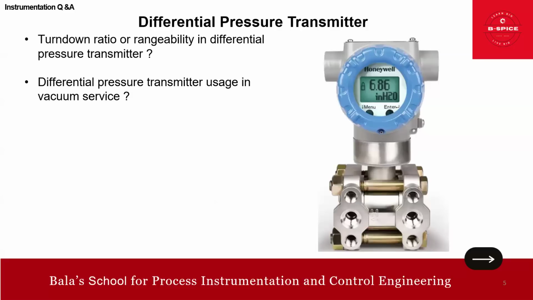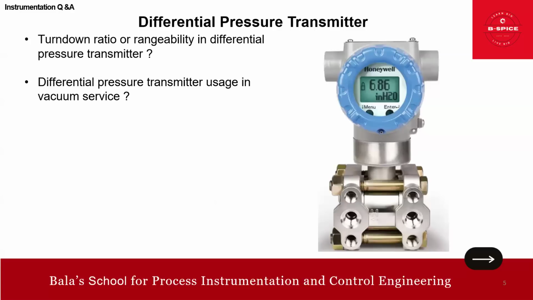Then differential pressure transmitter usage in a vacuum service. Yes, we can use it. It can be used in vacuum service by calibrating with the low pressure side open to atmosphere and vacuum applied to the high pressure side. Same as what we discussed earlier.